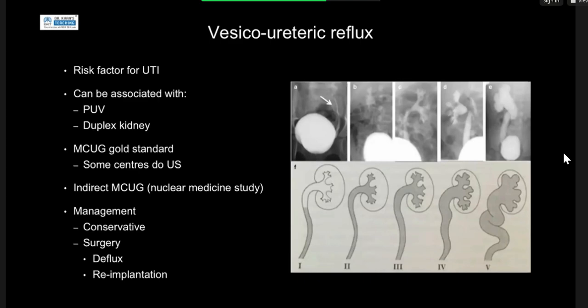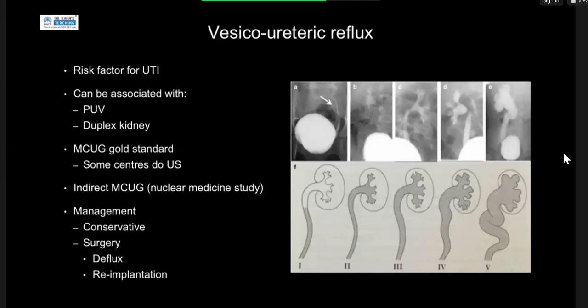And in older children, where they don't want to do such an invasive test, we can do an indirect MCUG, which is used in nuclear medicine, and they're normally done in combination with the MAG3 studies that we discussed earlier. So once the tracer is drained into the bladder, they will then see if there's any evidence of reflux back into the ureters on the indirect MCUG.